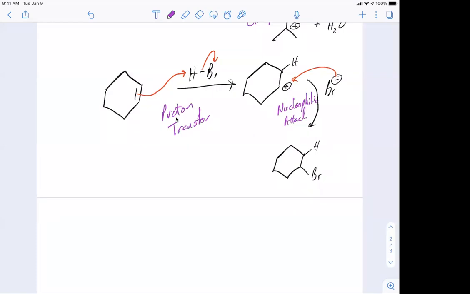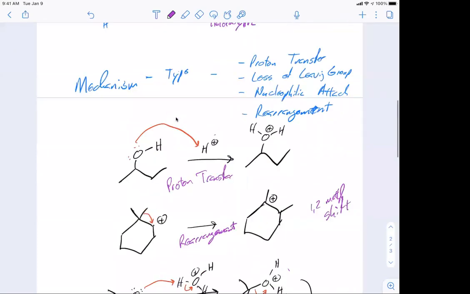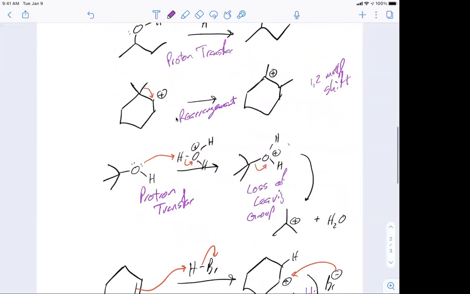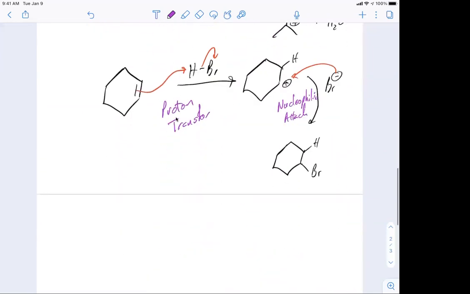Okay, I think it's helpful to think about all of your mechanisms that we went over in chapters 7 and 8 as proton transfer, leaving group, nucleophile attack, rearrangement. You can put those all together and turn every mechanism into a set of those words. Okay, let's look at rearrangements.